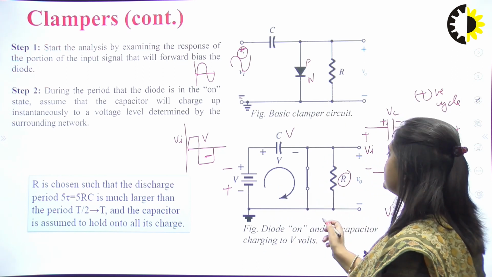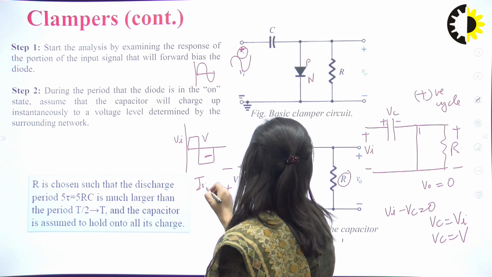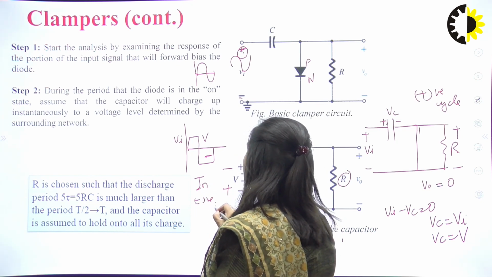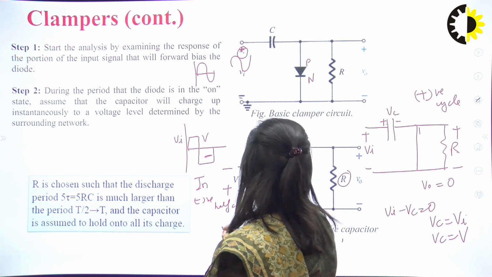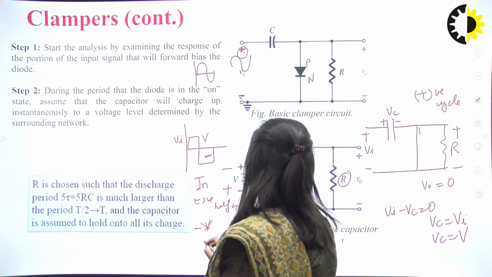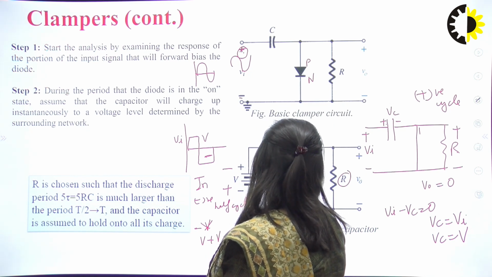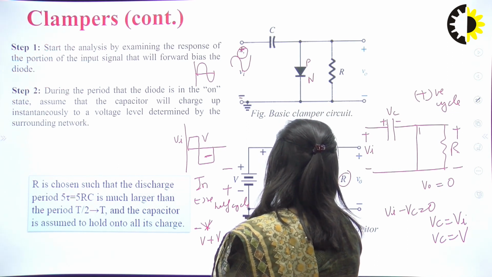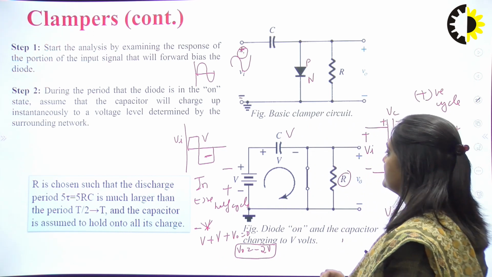So in this case, the output voltage in the negative half cycle would be equal to minus V. Sorry, we can also take V plus V0 is equal to 0 with the capacitor voltage V, so V0 would be equal to minus 2V. So V0 would be equal to minus 2V.